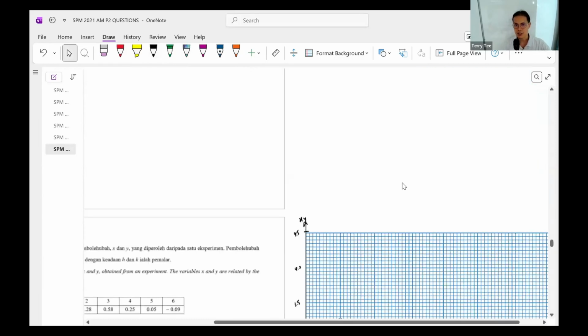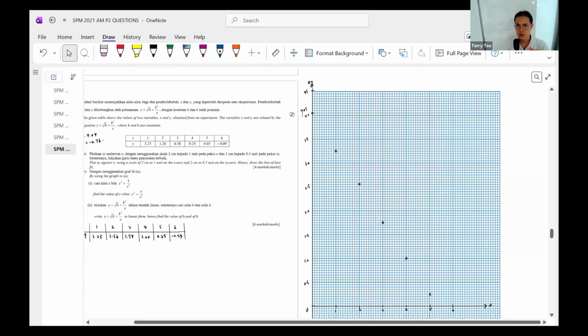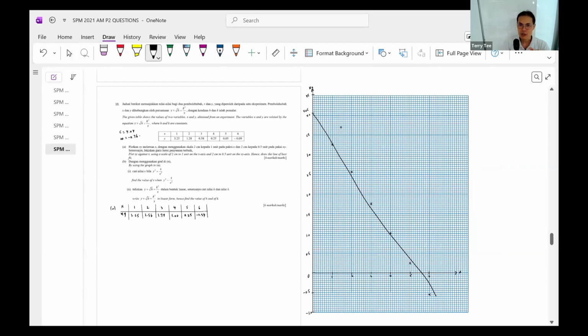Wait, let's zoom out a bit. I fix my position. You use your long ruler and just draw a line across. Make sure it passes through. Okay, my line is not right. One more time. Make sure it passes through as many points as possible. It's balanced. You want it to be balanced. Okay, how come my line is not right?